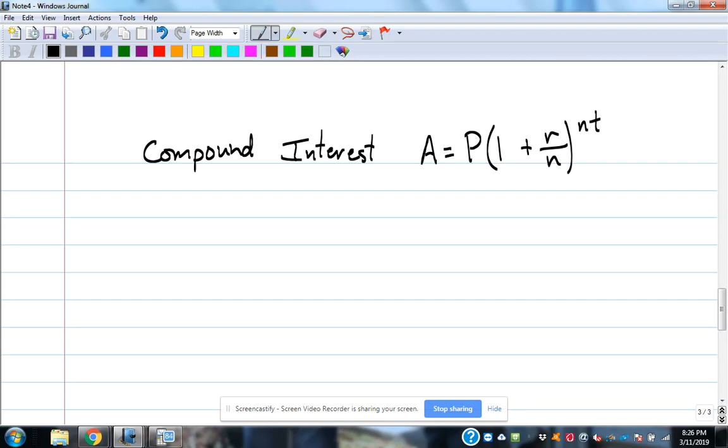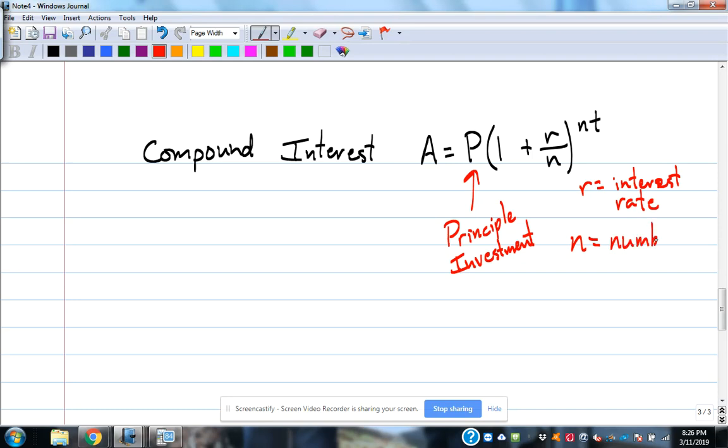So here, this formula is the key to being able to do this stuff. What we're going to be doing is some compound interest. The formula, the things that you're plugging in: P is the principal investment. That's how much money you put into the account to begin with. R is your interest rate. N is the number of times it's compounded.